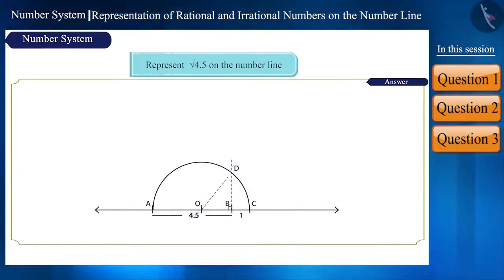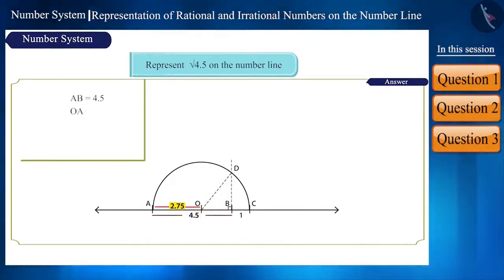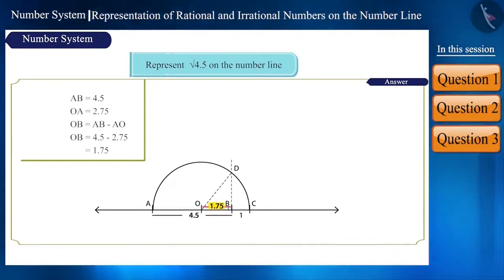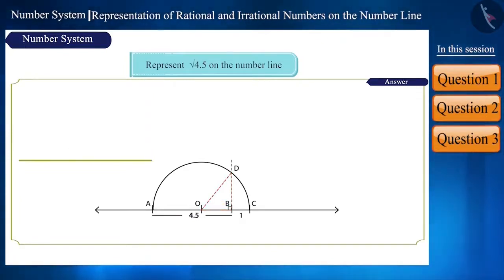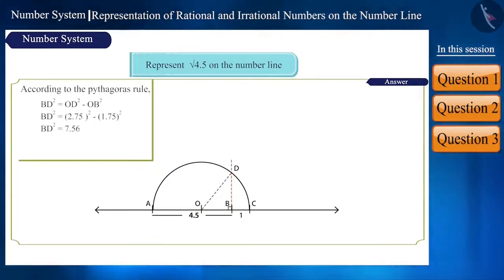On joining O and D, we will get a right-angled triangle OBD. We know the length of AB is 4.5 and OA is 2.75. We will get OB as 1.75. In triangle OBD, on applying the Pythagoras theorem, we can find the length of BD. We will get BD as root 4.5.